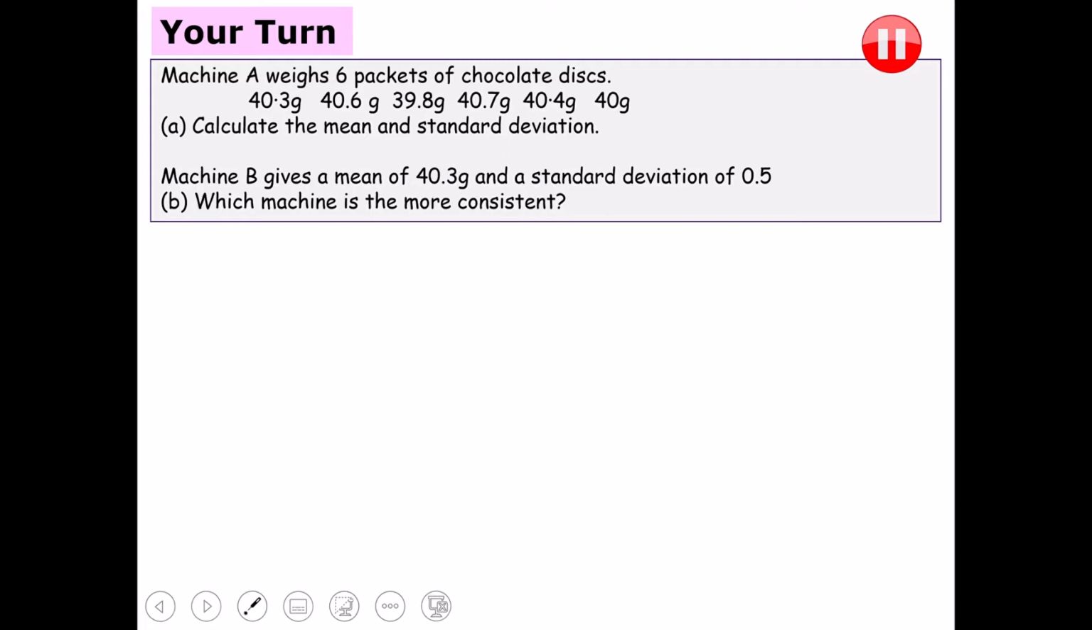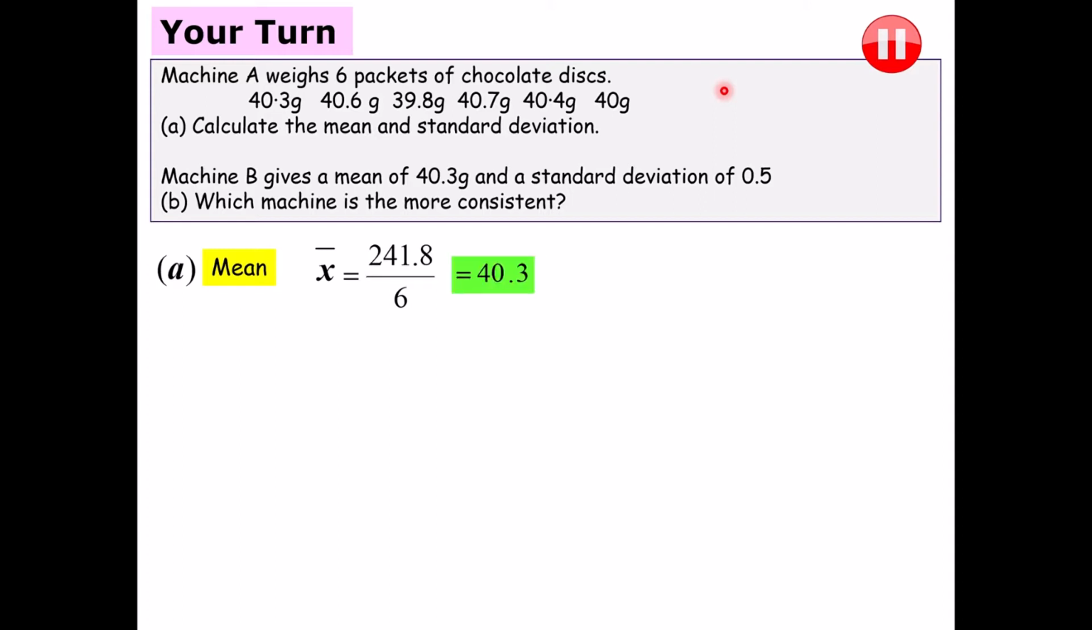Okay, let's go over the answer. So first off, you need to calculate the mean. So you're going to add all your 6 weights up and then divide them by 6. So you should have 241.8 divided by 6 to give you 40.3 as your mean. We're now going to calculate the standard deviation by first using our table.